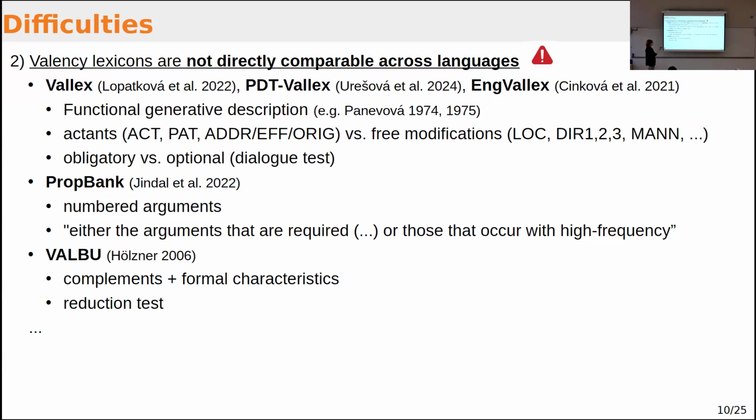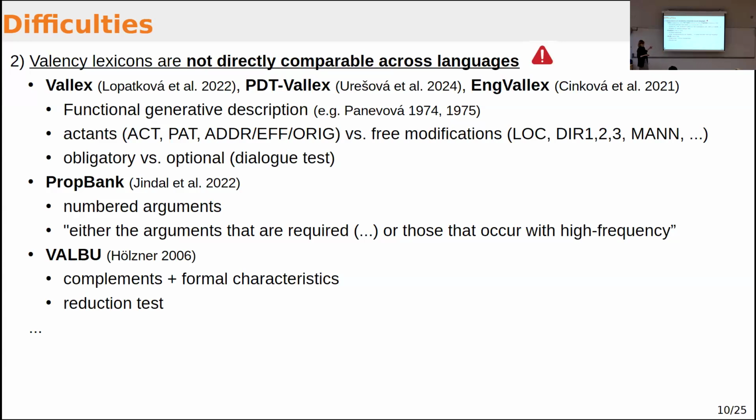If it has two valency slots, it will be the actor and patient. And if it has three, it will have the actor, patient, and then based on the meaning, either addressee, effect, or origin. And then there are free modifications, which are more adverbial in their meaning. They are things like location, direction 1, 2, 3, so direction from, through, and towards, manner, and so on. And all of these can be either obligatory or optional based on some kind of test.